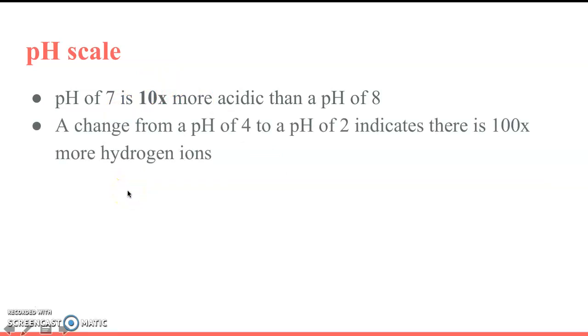If we have a change of a pH of 4 to a pH of 2, that solution is becoming more acidic because we're going from 4 to 2. And because we have 2 units of change, this indicates a 100 times change in hydrogen ion concentration. So we go 10 times 10, a factor of 10 change for each unit that changes. So if we change 2 units of pH, it is 100 times more hydrogen ions.